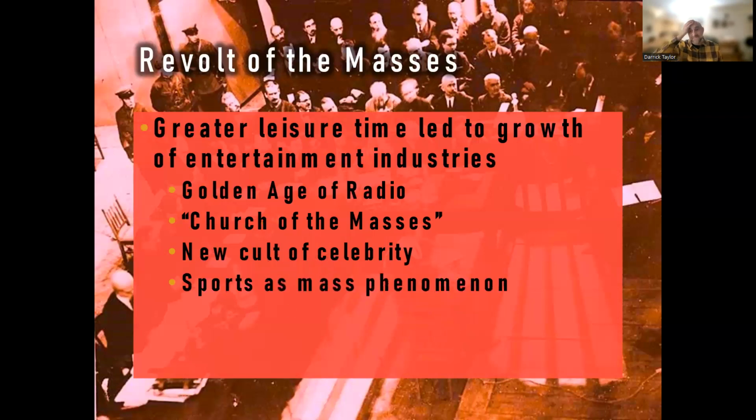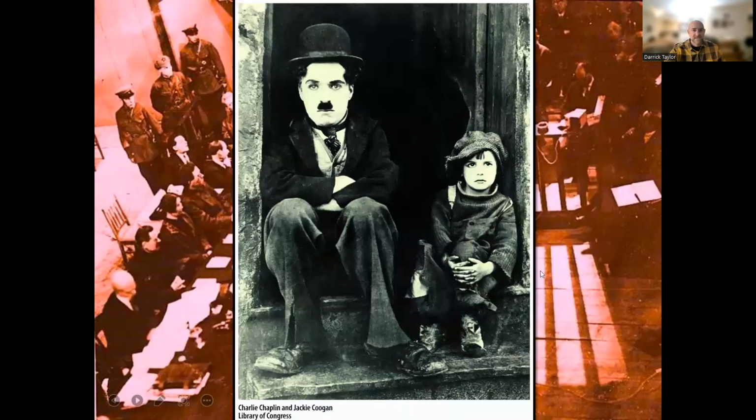And then sports is a mass phenomenon. It's already been a mass phenomenon, but it becomes a global thing for a variety of reasons. There are all these mass entertainments that become even more important in the interwar period for a lot of reasons, as we'll see. And so all these things are part of this acceleration of the massification of society. And there's Charlie Chaplin there, a picture of him, Jackie Coogan from one of his early films, the great silent film star.